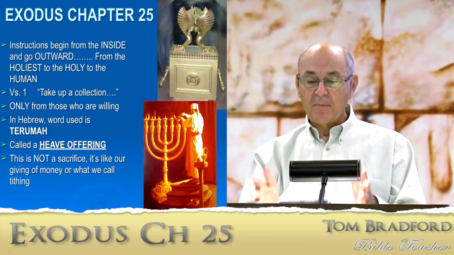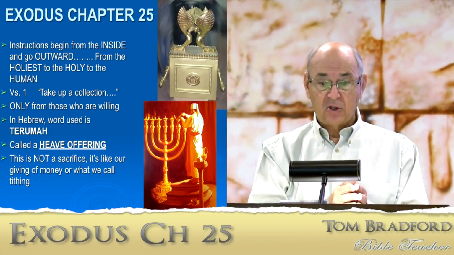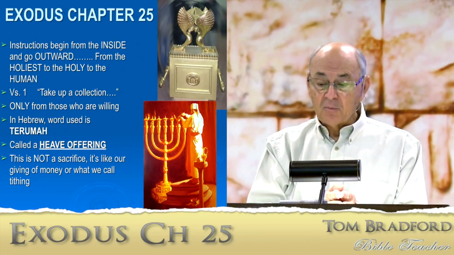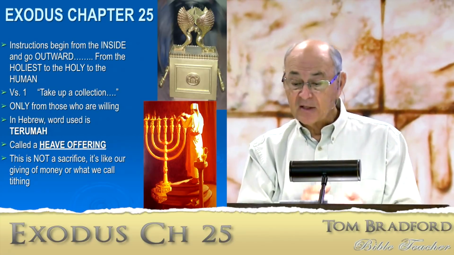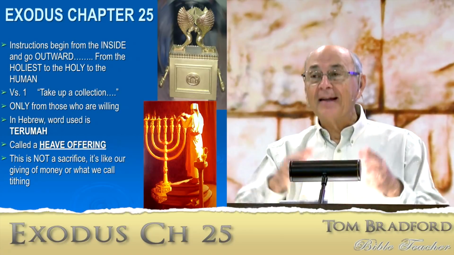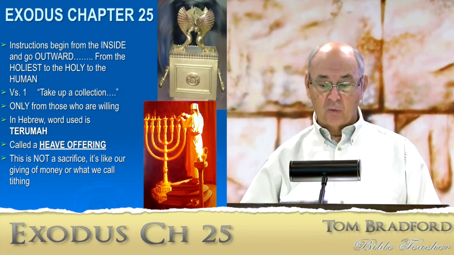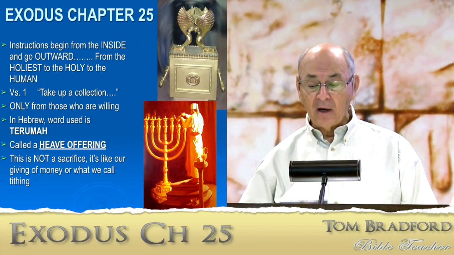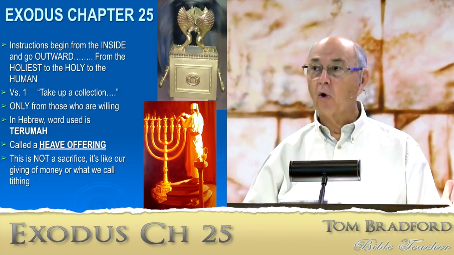Jehovah's instructions begin with the holiest, which is the ark, then next move to the merely holy, that's the menorah, the table of showbread, and the altar of incense. And then they finally move out of the sanctuary tent and into the area of humanity, the courtyard area outside the tent, where the sacrificial altar is located. And we're going to examine all of this in detail.